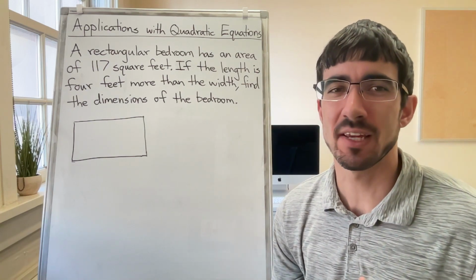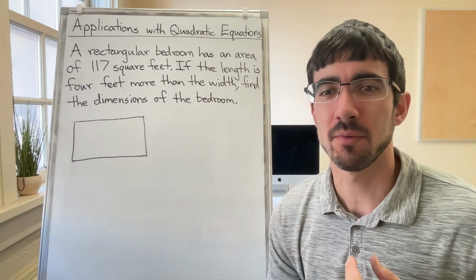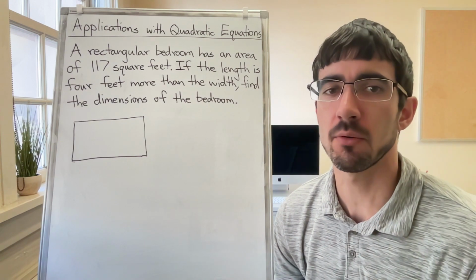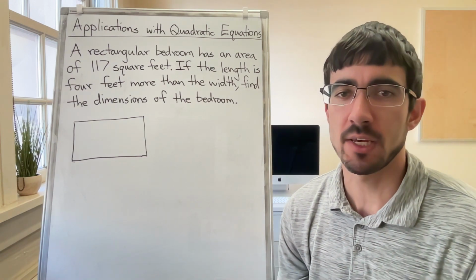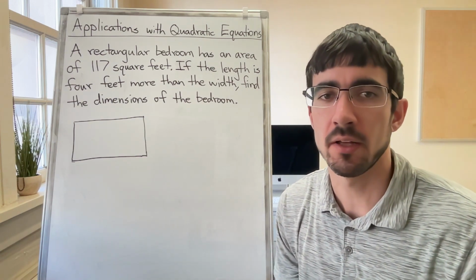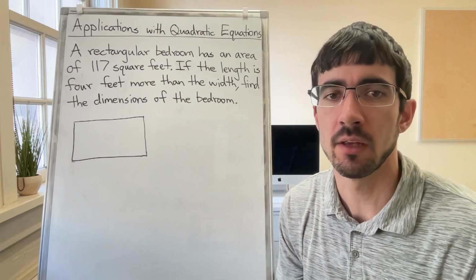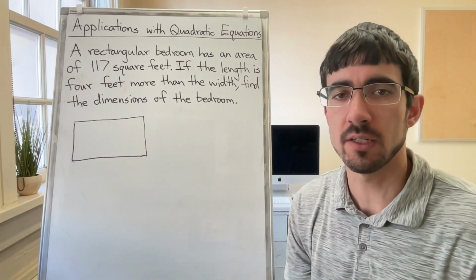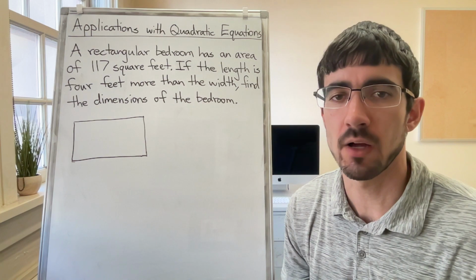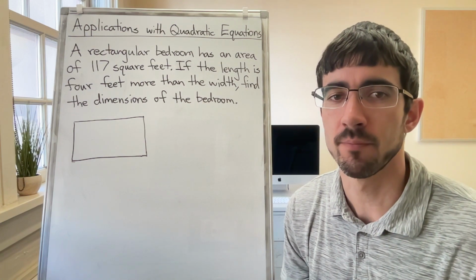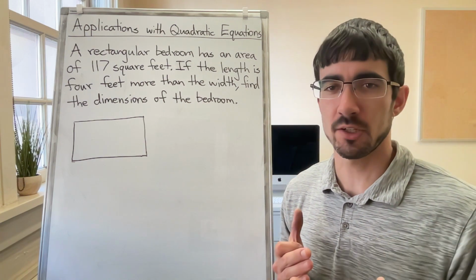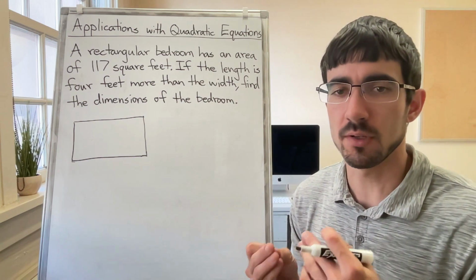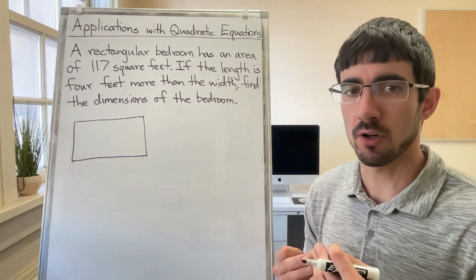Let's look at one example of an application problem that uses a quadratic equation. A rectangular bedroom has an area of 117 square feet. If the length is 4 feet more than the width, find the dimensions of the bedroom. It often helps to draw a picture of this type of problem before you set up an equation to solve.